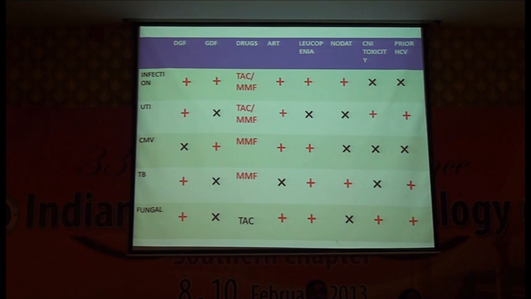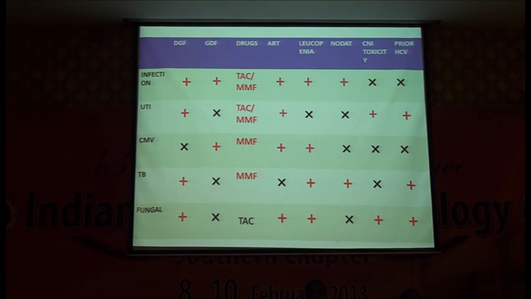So when we analyze the risk factors for these infections: delayed graft function, graft dysfunction, immunosuppression regimen, anti-rejection therapy, leukopenia, NODAD, serum toxicity, and prior HCV infection. The asterisk symbol in red signifies a statistically significant association between the risk factors and the infections. And in the graph, no statistical significance was noted.